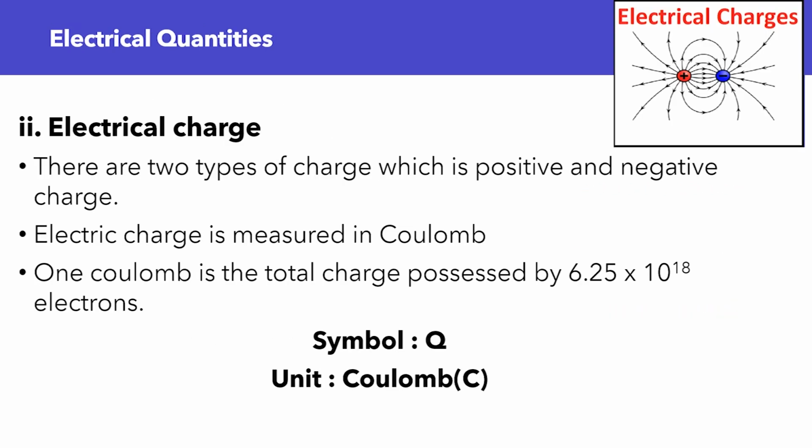Secondly is electrical charge. There are two types of charge, which are positive and negative charge. Electric charge is measured in coulomb. One coulomb is the total charge possessed by 6.25 times 10 to the power of 18 electrons. Okay, as we know, electron is a negative charge. The symbol for electrical charge is Q and the unit is coulomb or C.